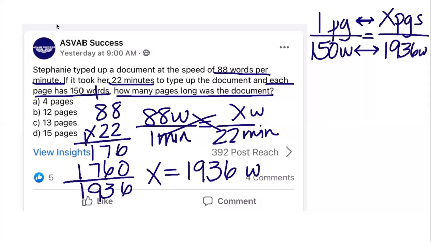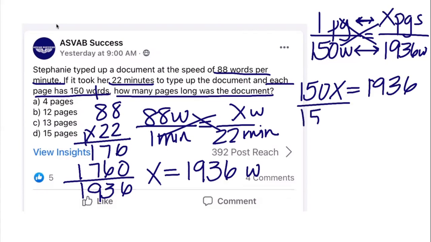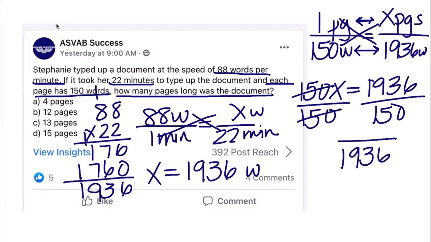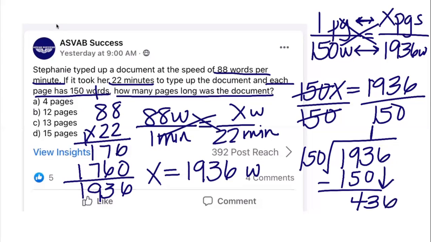And our equation is complete, which means we can cross multiply. So 150 times x, 150x. 1 times 1,936 is just 1,936. We're going to divide that by 150 on each side to get the x by itself. And now we're going to do 1,936 divided by 150. So 150 goes into 193 one time. We're going to do 150. We subtract it, 43. I'm going to bring down that 6.